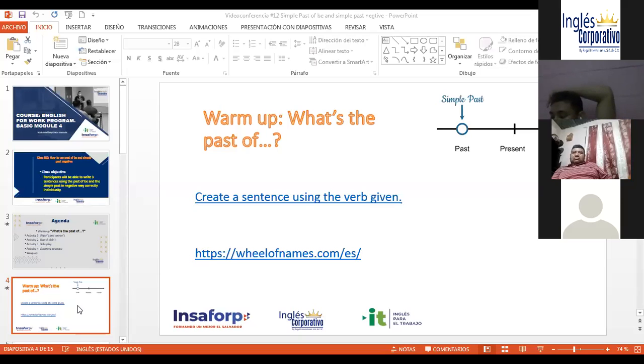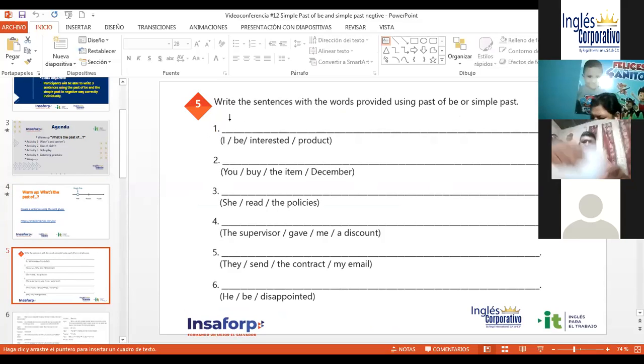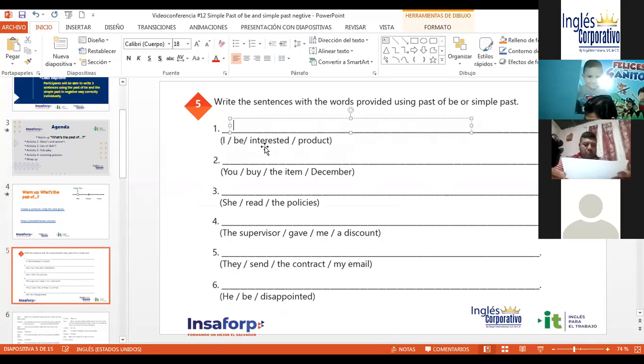Now, in this exercise, we couldn't finish this exercise yesterday. Can you do it right now? Can you tell me what are the answers? No, I can't, teacher. Yes, I finish. Okay, we have, for example, I be interested in product, and you have to make a sentence using these words. So the subject is I. The past of be was. I was interested in product. That is also an adjective. Interesado. I was interested in the product.